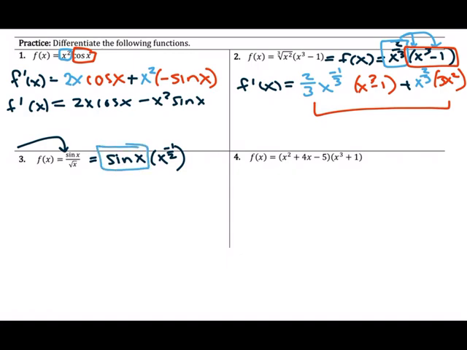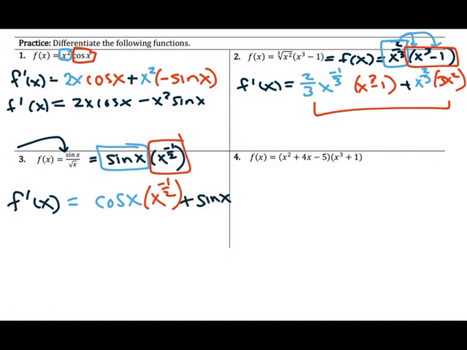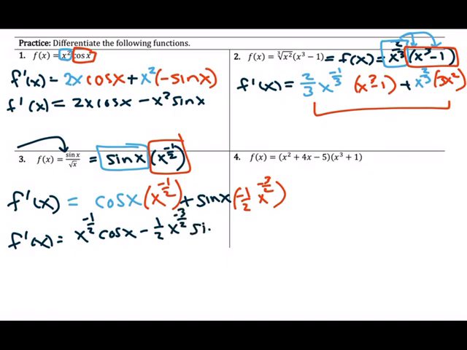So here's my first function, and here's my second function. So f prime of x is going to equal the derivative of sine, which is cosine. Keep your second function the same, plus sine of x times the derivative of my red function, which is negative 1/2. Negative 1/2 minus 1 is going to be negative 3/2. And I'm going to clean this up just a little bit. And I'm going to put my x terms in the front so it doesn't get confusing with my sine and cosines. And there we have it.